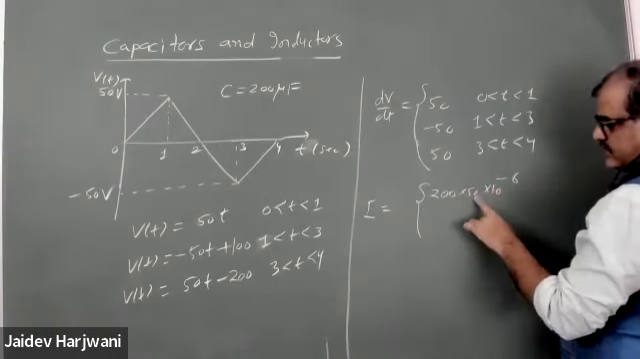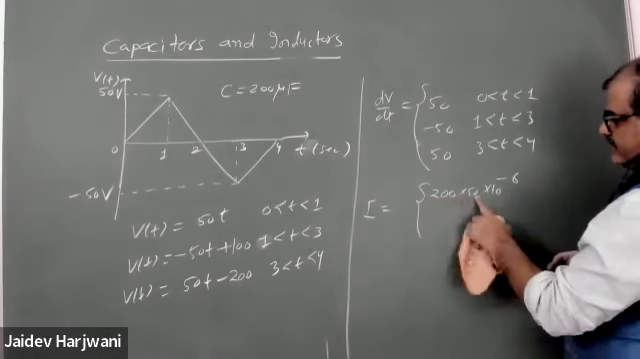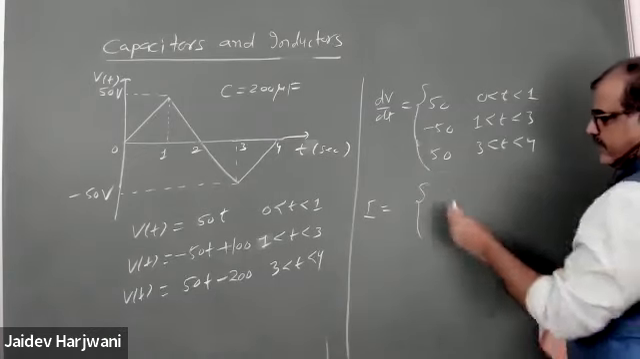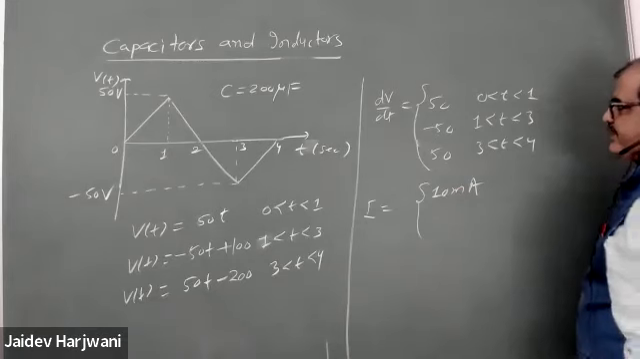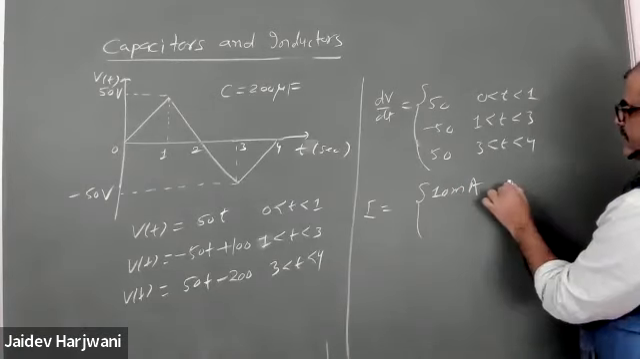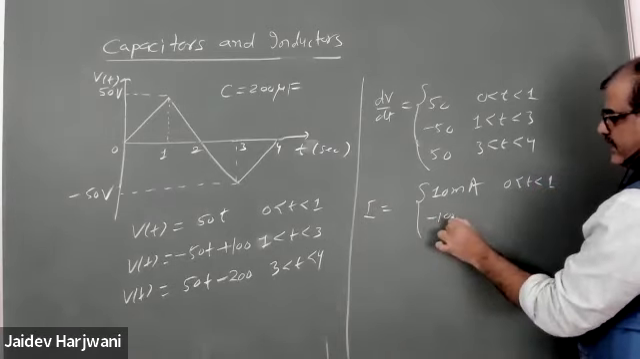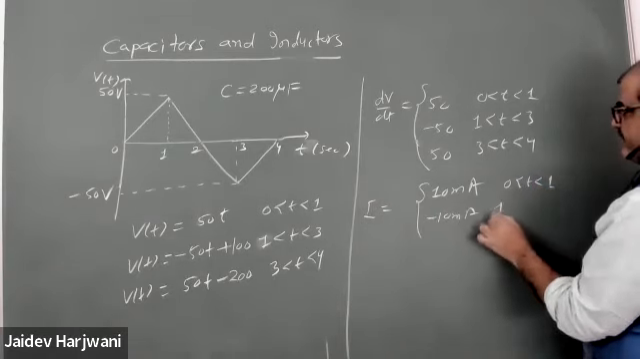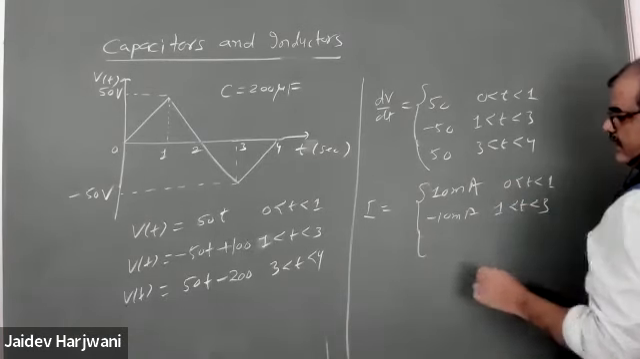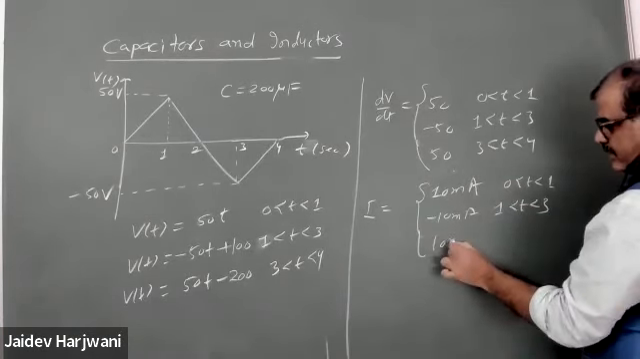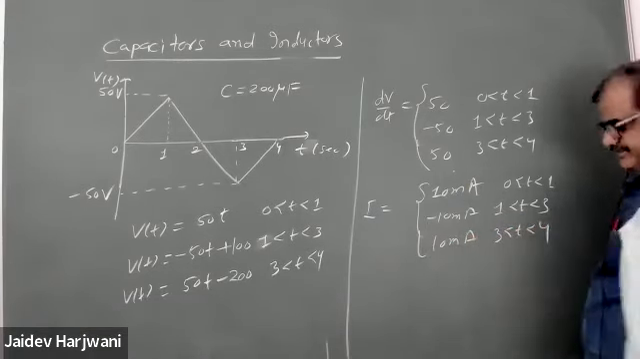So if I solve this, how much will come? 10 raised to minus 2. So I can write this is 10 milliampere. Can I write it like this, 10 milliampere for 0 to 1 second? Then minus 10 milliampere for time 1 to 3 seconds. And again 10 milliampere for 3 to 4 seconds.